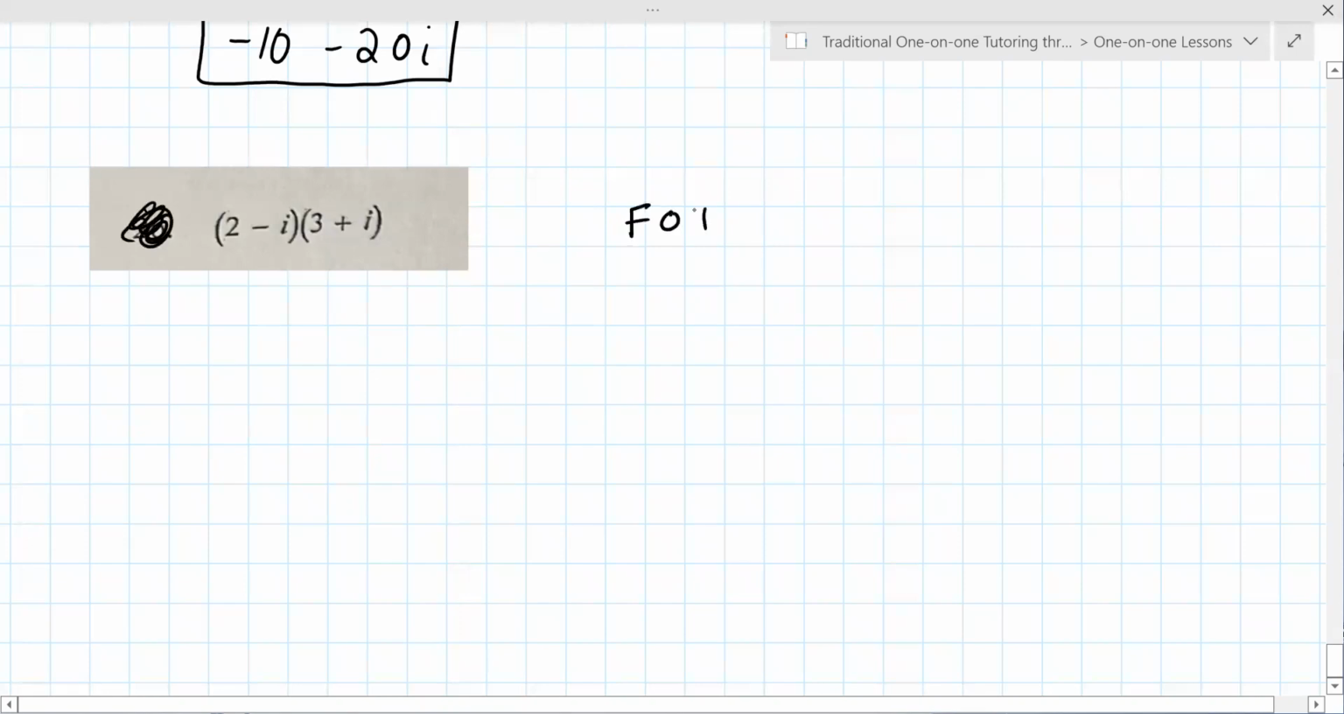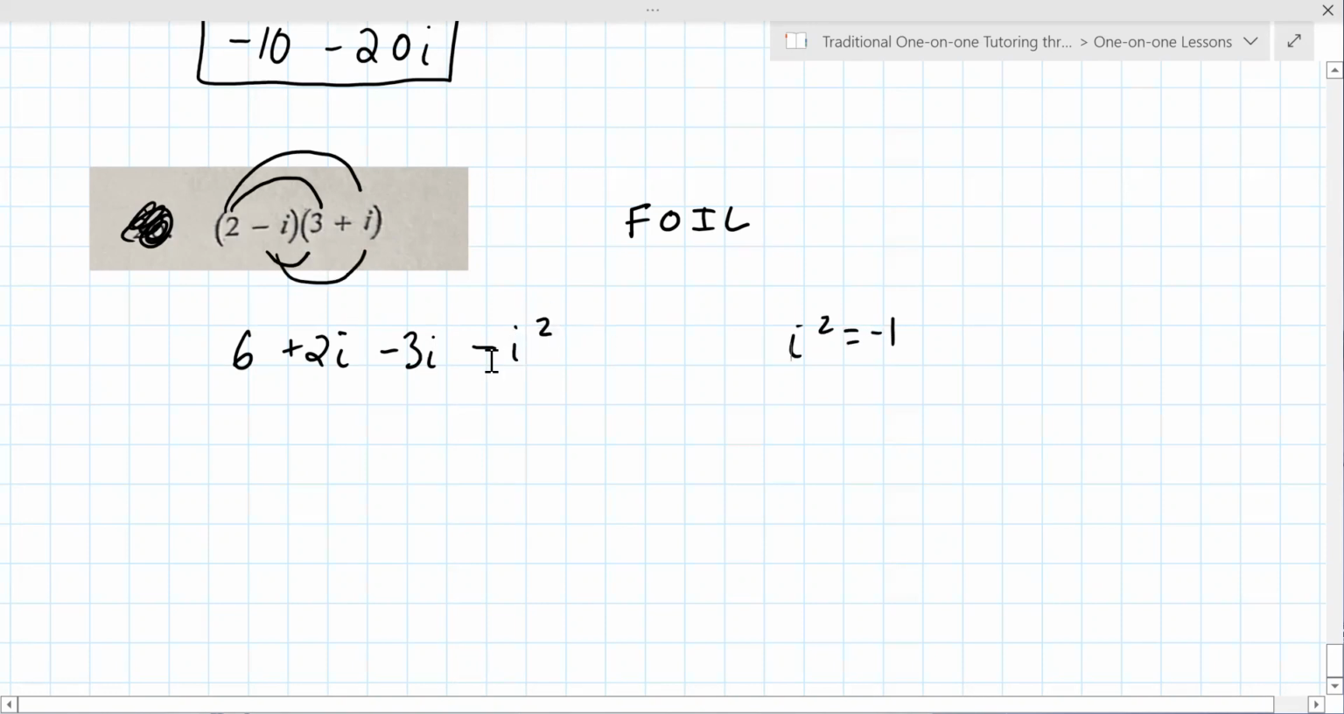Okay, this is a FOIL problem. So you're going to take that 2 times the 3, which is 6, 2 times the i, that's 2i, minus i times 3, minus 3i. And then minus i times minus i, that's minus i squared, like that. Again, you can really make a mistake here. Minus i squared becomes minus a minus 1, which is +1. So 6 plus 2i minus 3i, and the 1 and 6 make 7 minus i, or minus 1i.